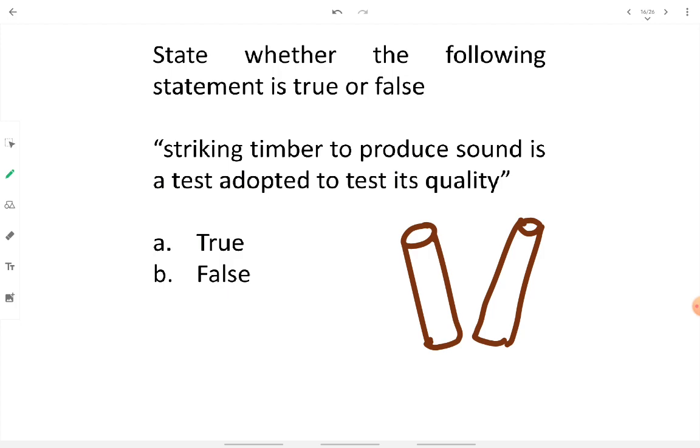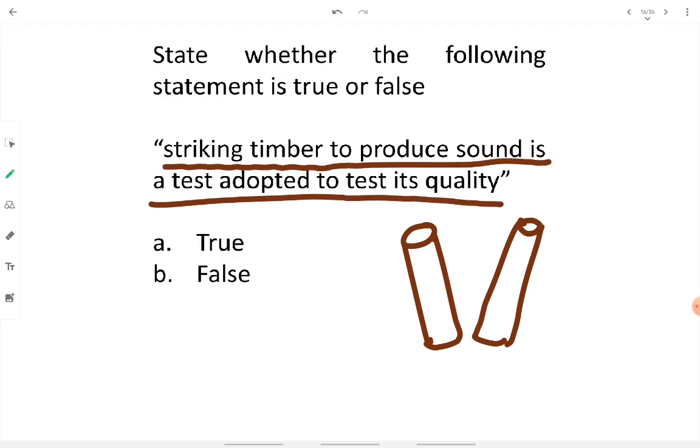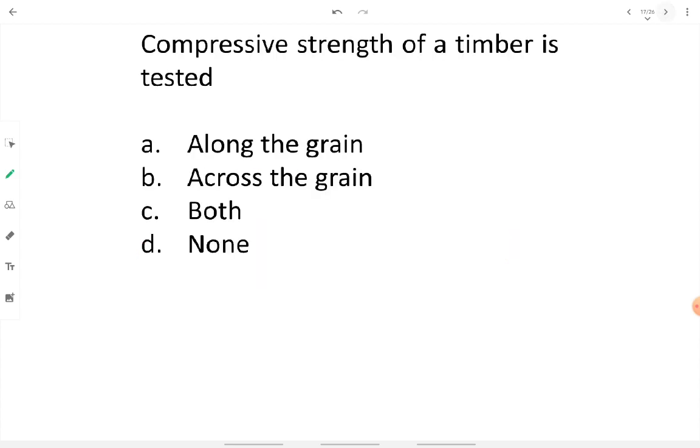Okay, for example, let's say you are playing cricket or hockey or whatever game you are playing with wooden material. If you strike together two bats, two cricket bats or two hockey sticks, the sound that you get is the identity of good quality timber. Therefore, we can say that striking timber to produce sound is a test adopted to test its quality is the true statement we have. Okay, let's go to the next question.